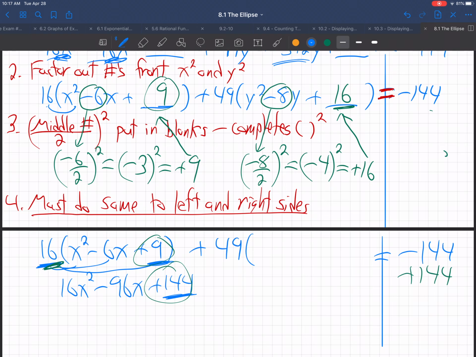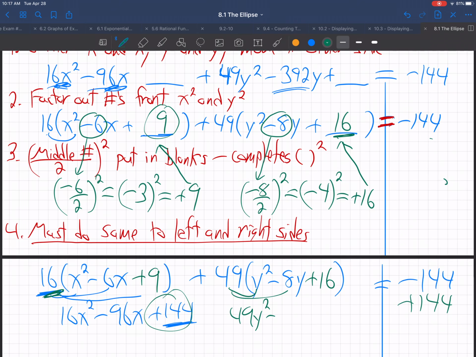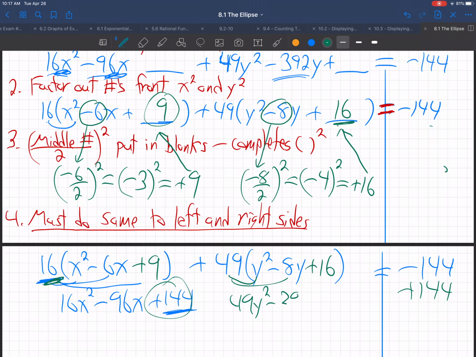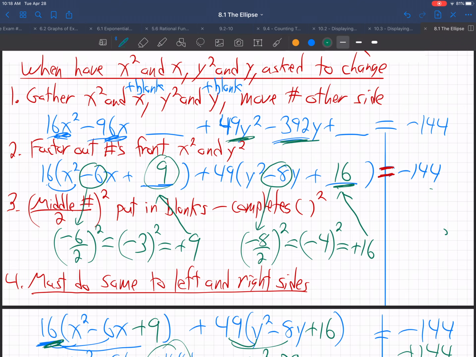Well, now we have 49. In fact, let me try to do a better job on this. Here's our new 9. And then over here we have y squared minus 8y. And there's our new 16, but that isn't really 16. If I was to multiply this out, that'd be 49y squared, and this would multiply to be 392y. No big surprise. We already had those. Look back here, 49y squared minus 392y.